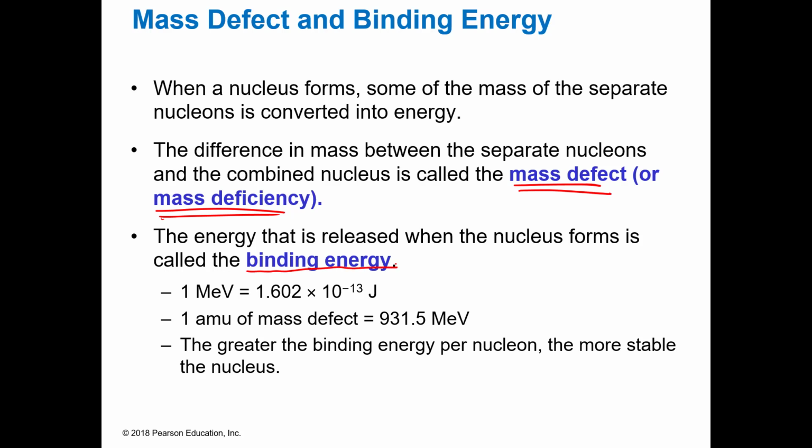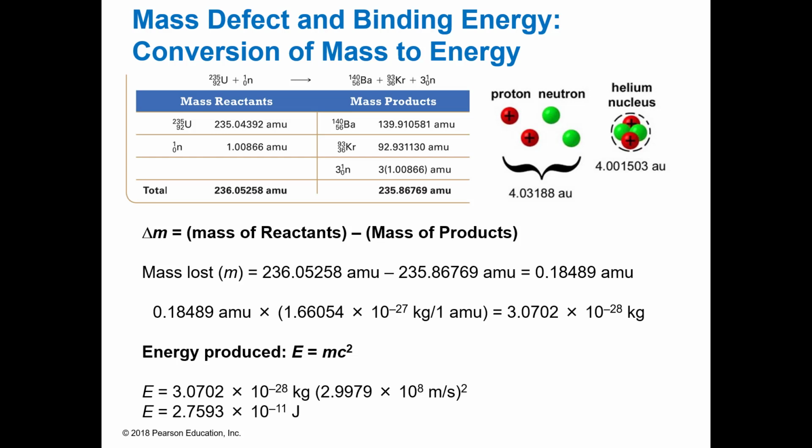1 mega electron volt is equal to 1.602 times 10 to the minus 13 joules. 1 AMU of mass defect is equal to 931.5 mega electron volts. The greater this energy is per nucleon, the more stable the nucleus is, because if you think about it, that's how strongly those particles are bound to that nucleus. Like I said, when I'm talking about nucleons, I'm talking about the protons and the neutrons that are found in that nucleus. And so there is a difference.